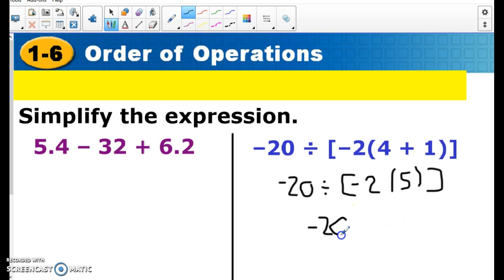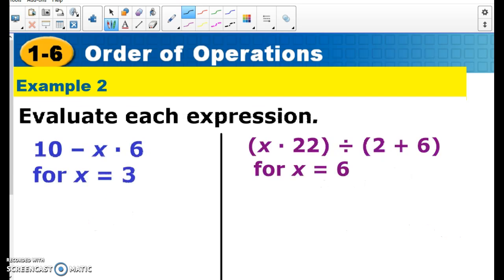So now I have negative 20 divided by negative 10. Now I can get rid of those brackets and parentheses and just do negative 20 divided by negative 10, which, with 2 negatives, is going to give me a positive 2. Sometimes we'll have problems like this where they give us what x is. It doesn't matter. We're still solving the same way. So 10 minus x is 3 times 6. Same rules still apply. I have to do 3 times 6 first, so it's going to end up being 10 minus 18, which is going to give us a negative 8.